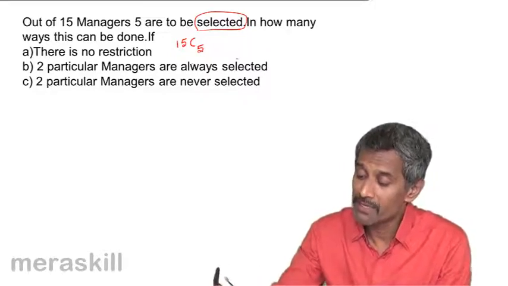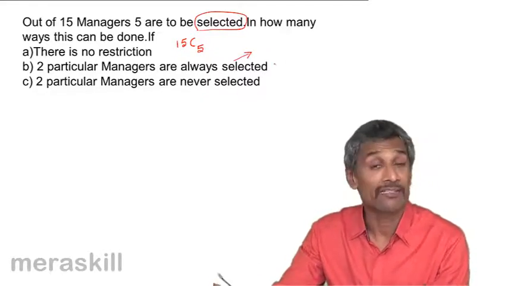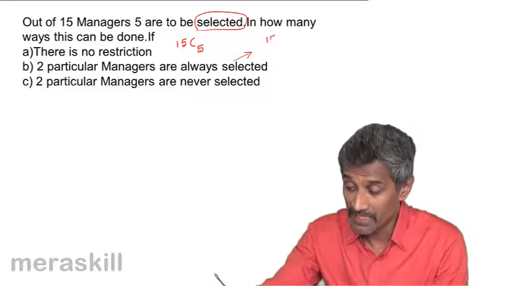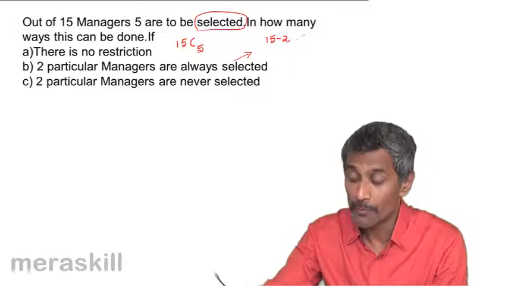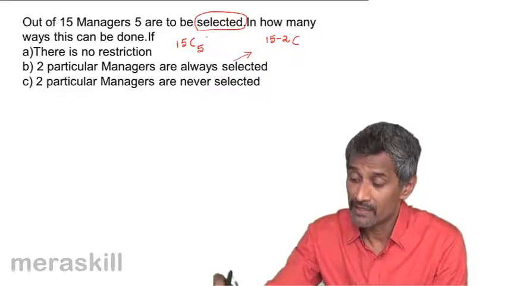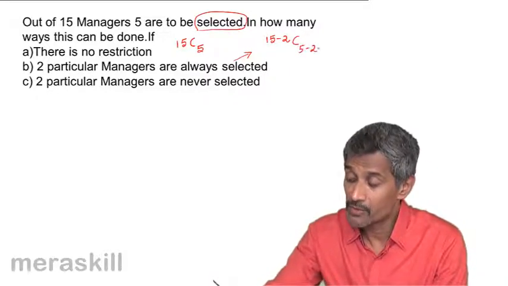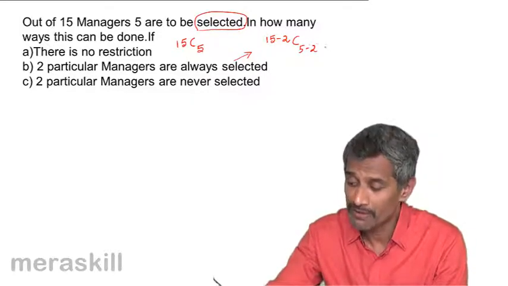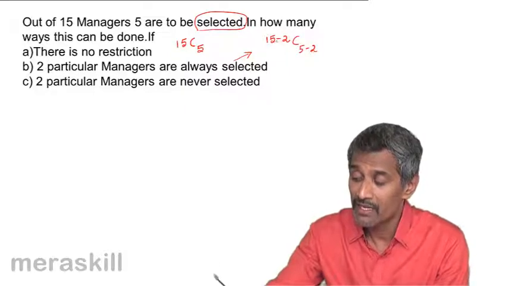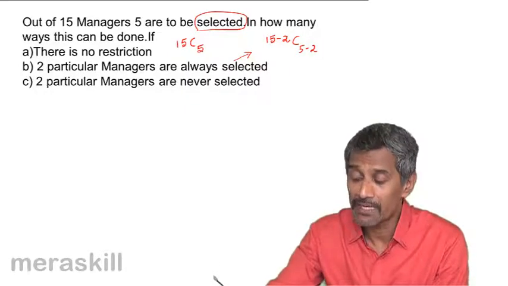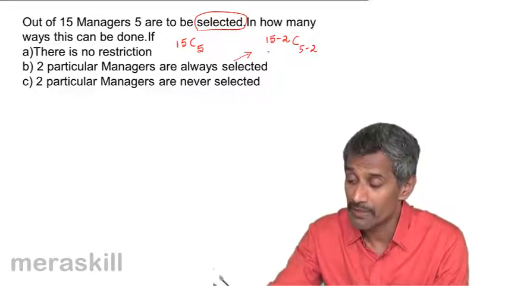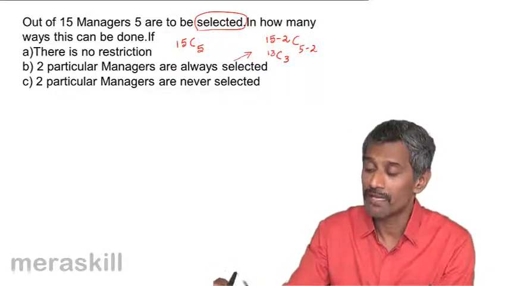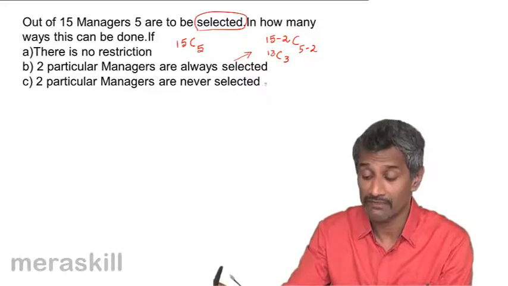2 particular managers are always selected. So this is a case of inclusion. So it is going to be 15 minus 2 C 5 minus 2. That means 2 out of 5 have already been selected and kept out. So 2 of them have been removed. The remaining 3 will be selected out of 15 minus the 2 who have been removed. So it's going to be 13C3. So 2 particular managers are always selected in 13C3 ways.